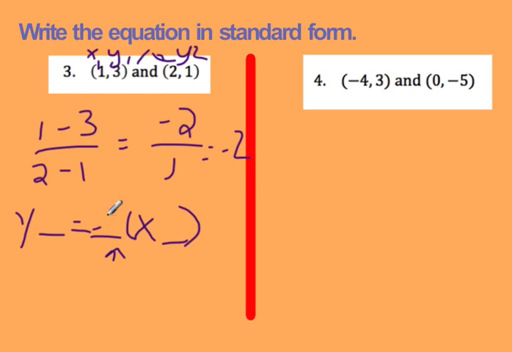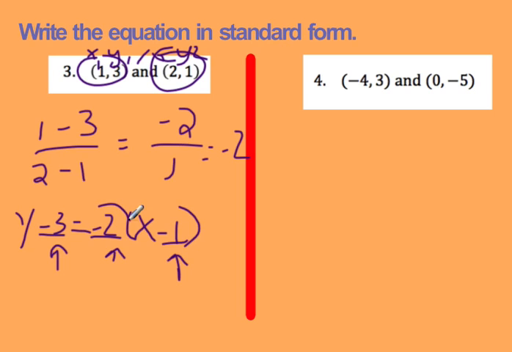In here, I'm going to put my slope, which is negative 2. In here, the opposite of my x-coordinate, and here, the opposite of my y-coordinate. Now, it doesn't matter which of those points you pick, so I'm just going to pick the first one. So I'm going to do the opposite of my x-coordinate and the opposite of my y-coordinate.